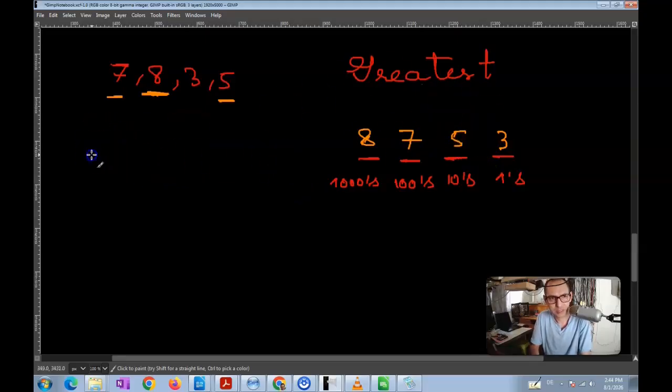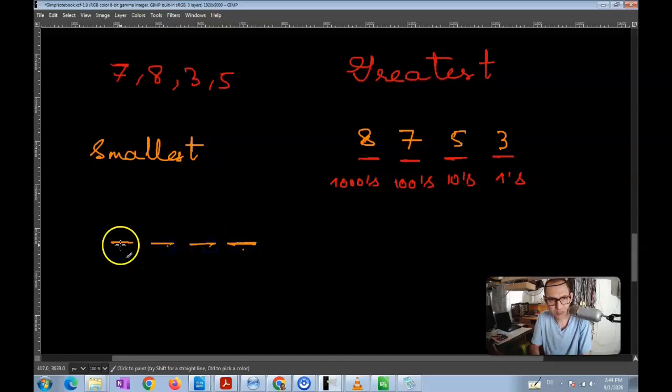Now let's see what is the smallest number that we can create here. Now I have 4 digits again, and this is the ones place value, tens, hundreds, and thousands. So since I want to make the smallest number possible, I have to make sure that I contribute as little as possible to the overall value of the number by putting these digits in these slots, right?